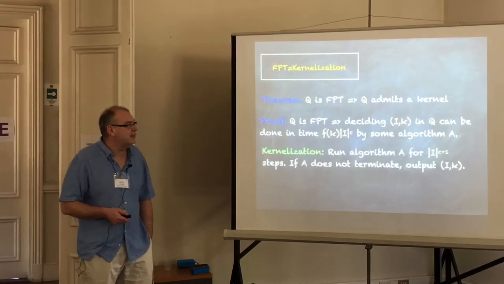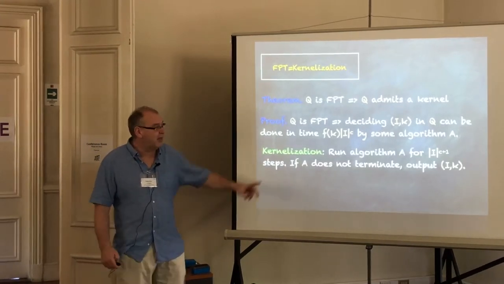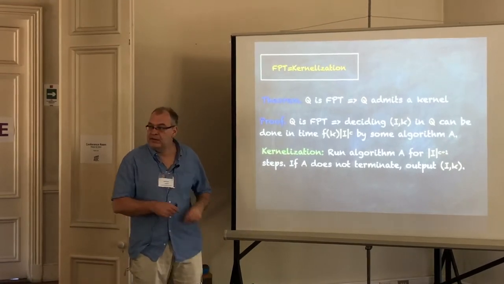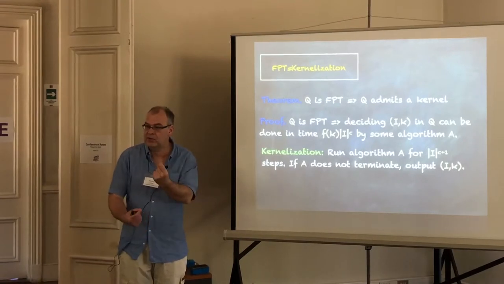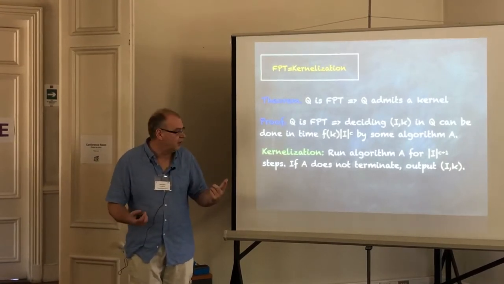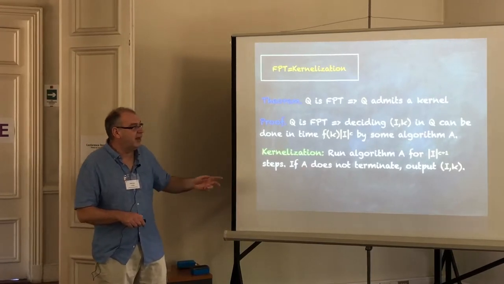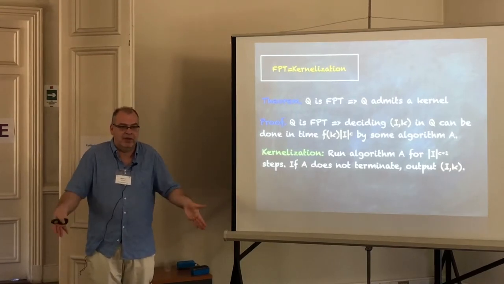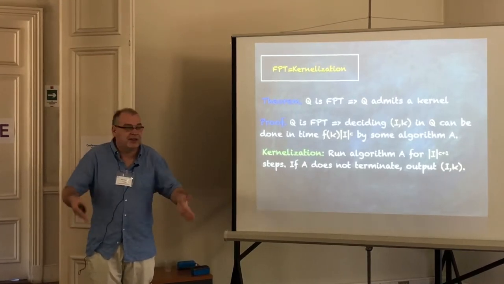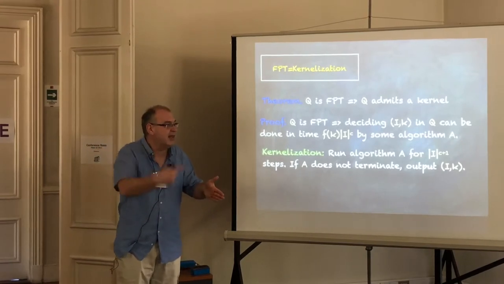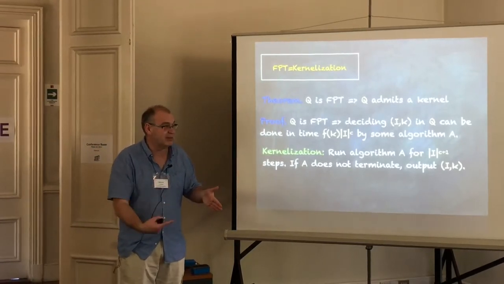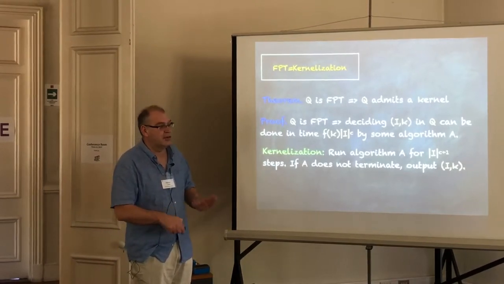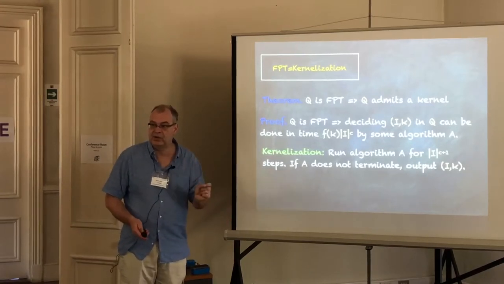Okay, so how do I design a kernelization algorithm? I run my algorithm |I| to the power c plus 1 steps. This is still polynomial running time, right? c is a constant, so |I| to the power c plus 1 is a polynomial. Now, if my algorithm terminates, it means it found the solution. Then I found the solution in polynomial time, I'm happy, right? And if my algorithm does not terminate in |I| to the power c plus 1 steps, then I just stop it and output (I, k), and I say that this is a kernel.